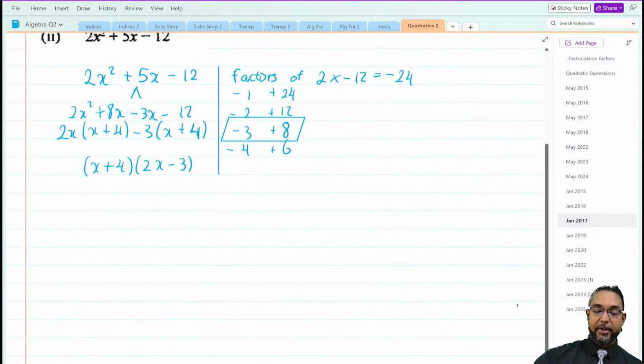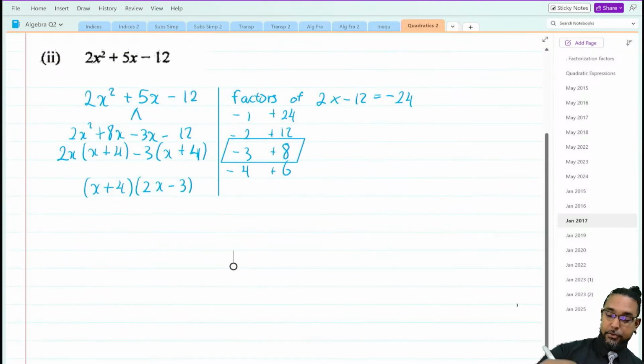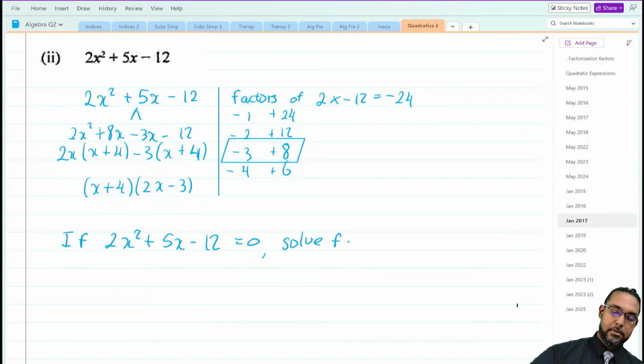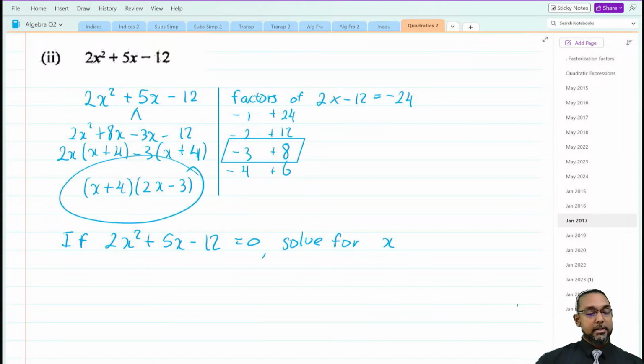Now, I'm going to add one extra thing. Just to give a little practice on what we just did: if 2x squared plus 5x minus 12 is equal to 0, solve for x. Do it now; we have about 5 minutes. We just did that one in the previous question. If you put that equal to 0, it means this is equal to 0, and you can solve for that.